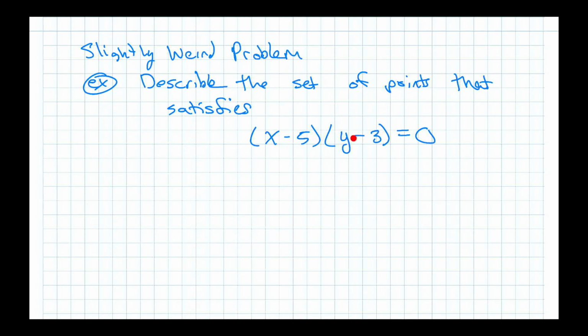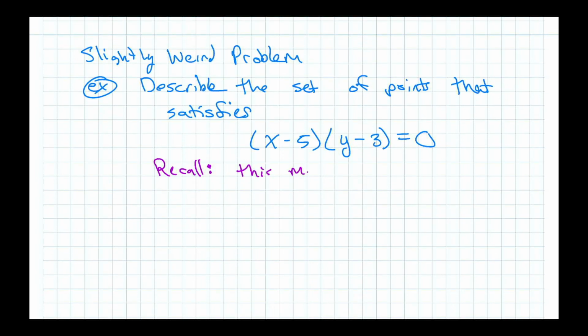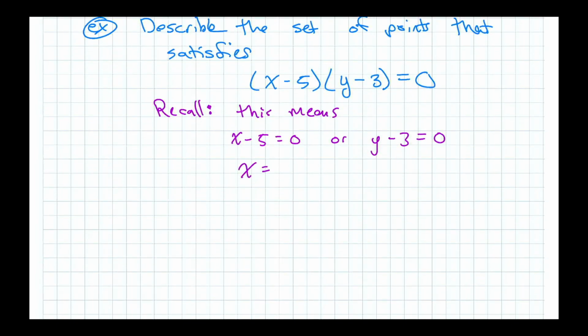And then after you write the result, then you just make sense of what that answer was, right? So this is not really anything new or complicated. Just recall, when you solve quadratic equations, you get stuff like this all the time. So recall, this means x minus 5 equals 0, or y minus 3 equals 0, which would mean that x equals 5 or y equals 3, right?